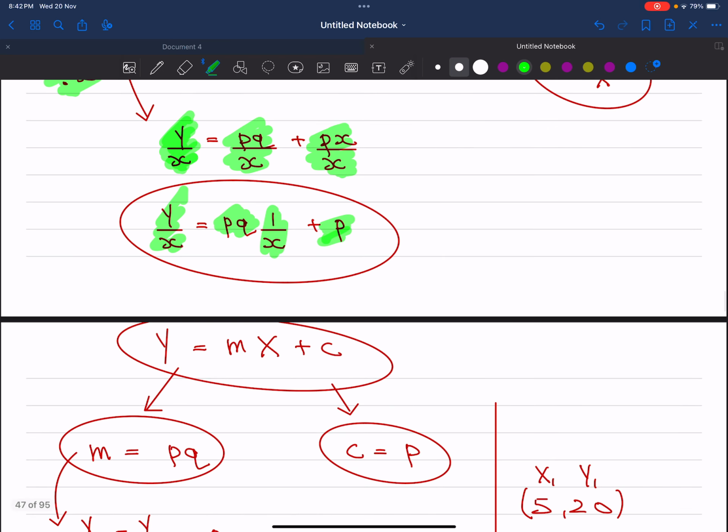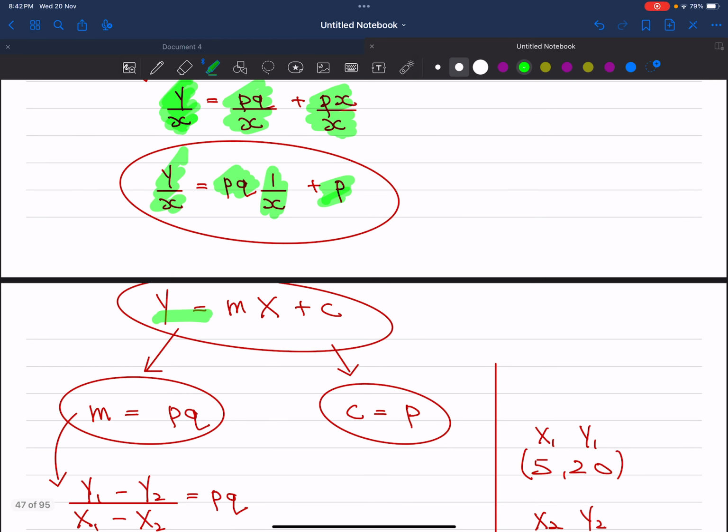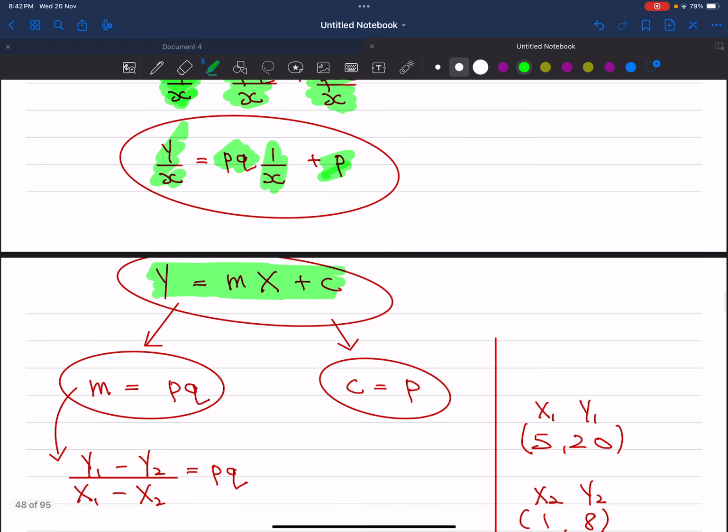And px divided by x is of course only p. So now, comparing this to our linear straight line, capital Y equals M capital X plus C, we notice that the gradient M is the same as pq. And also, the y-intercept C is p.